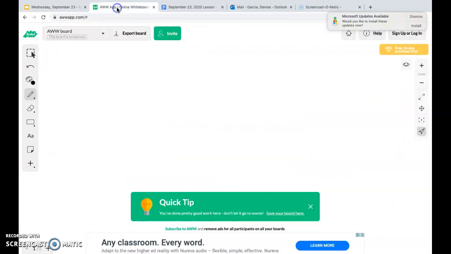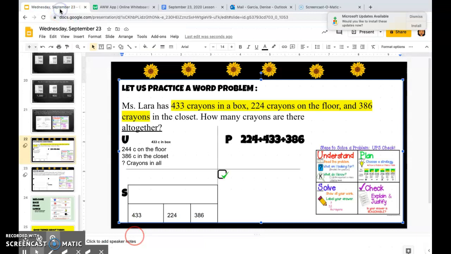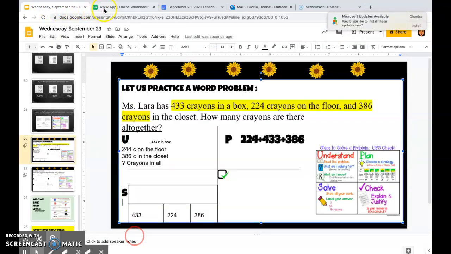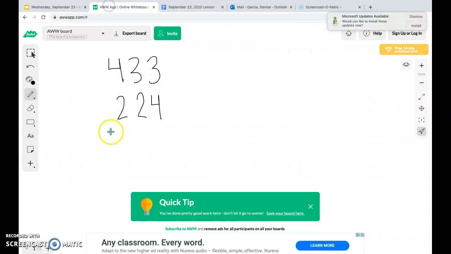I have 433. And now I have 224. Even if you're adding more than 2 numbers together, it's still the same rules. You always align the place value. And then this is an 8, I promise you that, 86. So notice how I still align the ones with the ones, the tens with the tens, and the hundreds with the hundreds. Here we go.